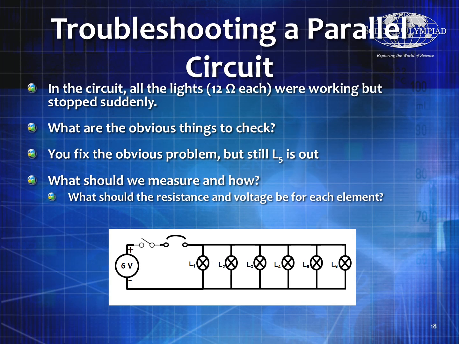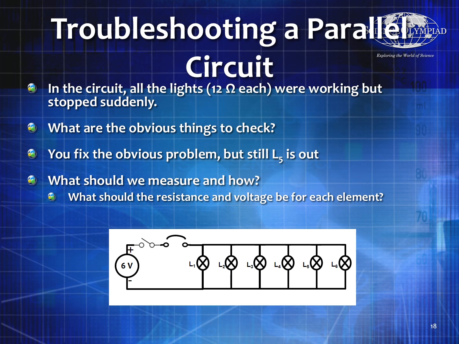Now let's troubleshoot a parallel circuit. In this circuit, all the lights were working, but then stopped suddenly. Okay, wait a second, a parallel circuit where everything stopped working? That's sort of weird, okay? Because usually if an element burns out, only that element would go bad.